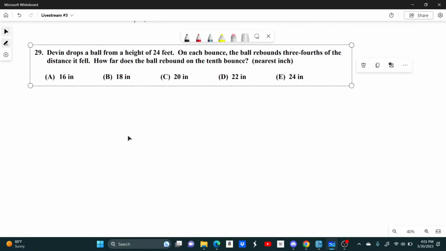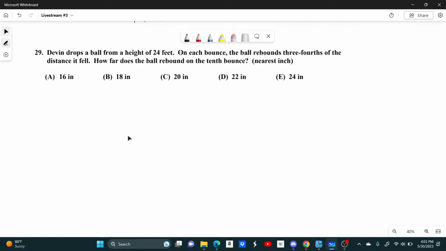All right, Devin drops the ball from a height of 24 feet. On each bounce, the ball rebounds 3/4 of the distance it fell. How far does the ball rebound on the 10th bounce? So you can kind of imagine this as a geometric thing, right? Each time it's being multiplied by this 3/4.